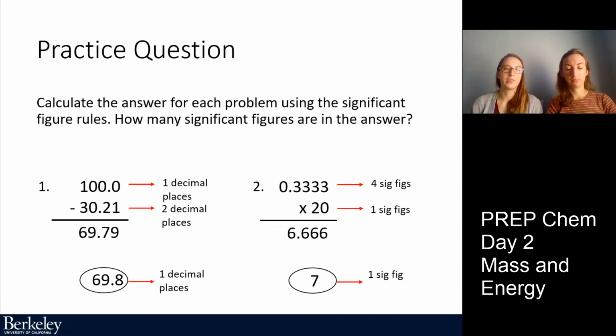Right, exactly. So the main thing to take away is that for addition and subtraction, you want to think about the number of significant digits in the decimal portion only. And for multiplication and division, you want to take into account the number of significant digits in the entire number.